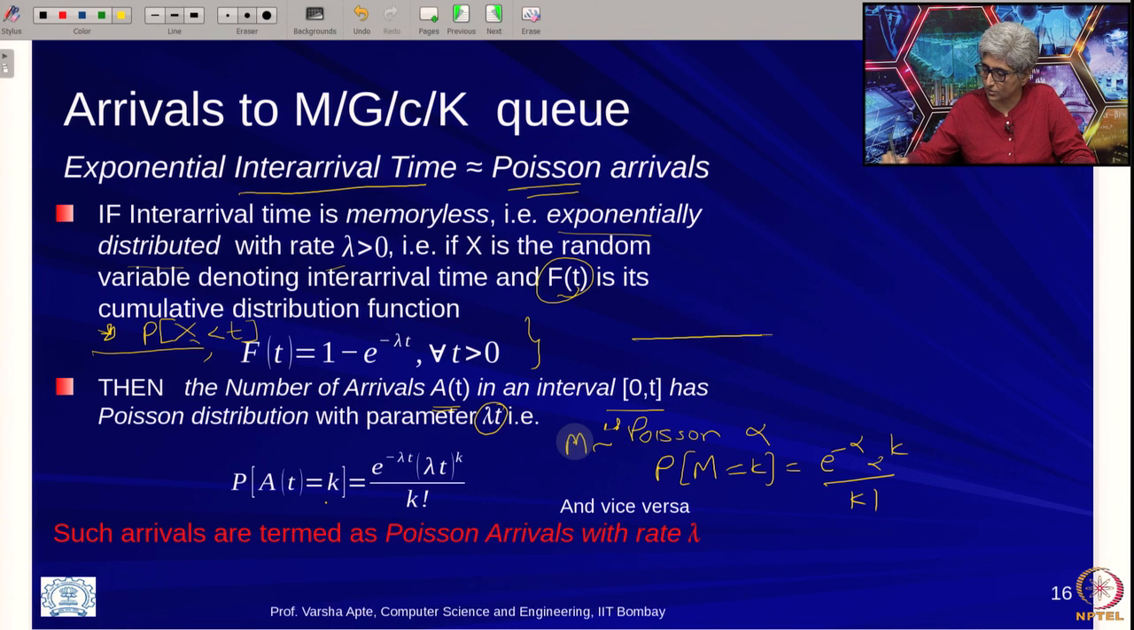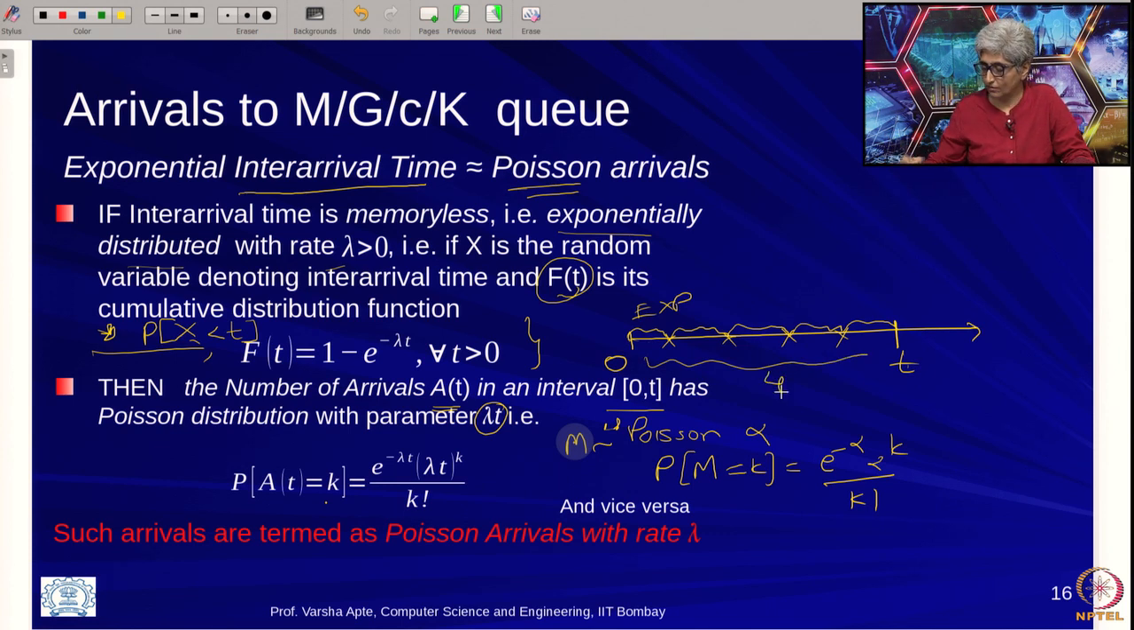Suppose this is a timeline showing arrivals to a queuing system, and let us say this is the interval 0 to t. Let us say there will be an arrival here, here, here, and here. These inter-arrival times are going to be samples of an exponential distribution. And this number, which right now is 4, is going to be a sample from a Poisson distribution with parameter lambda t. So, we have to remember this.